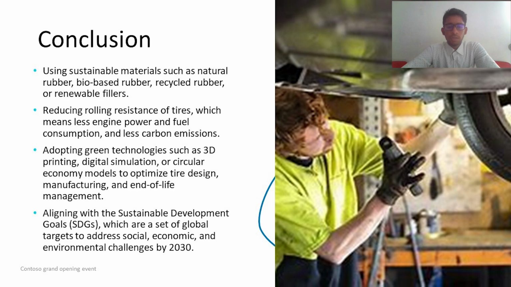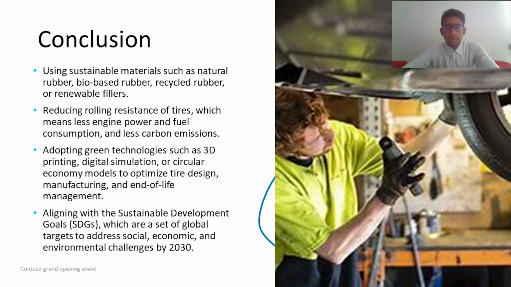As a conclusion, using sustainable materials such as natural rubber, bio-based rubber, recycled rubber, or renewable fillers may be a goal for sustainable development as well. Reducing the rolling resistance of tires means less engine power, less fuel consumption, and less carbon emission, which improves fuel efficiency. Adopting green technologies such as 3D printing, digital simulation, or circular economy models can optimize tire design, manufacturing, and end-of-life management. So we are going for the 3R concept: reducing, reusing, recycling.